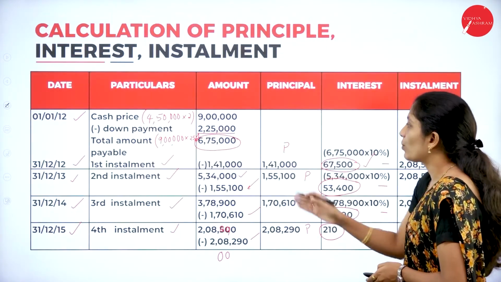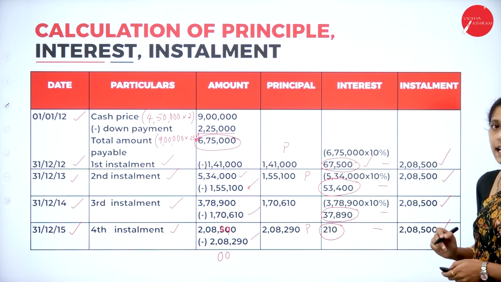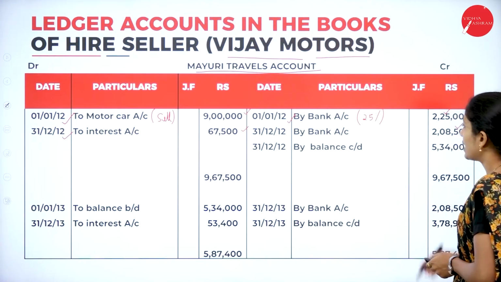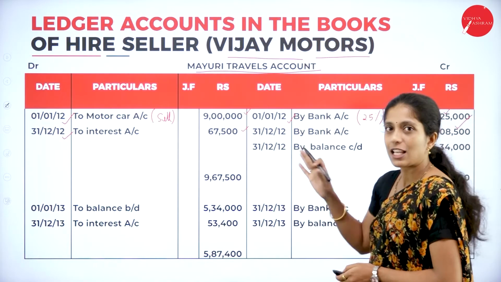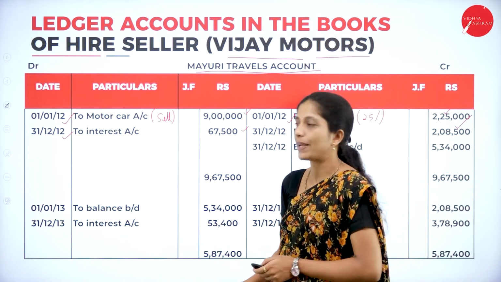Now go through the table. What is the first installment? It is 2,08,500. So record this amount. Now as usual, balance both the sides and the balancing figure has to be carried down.